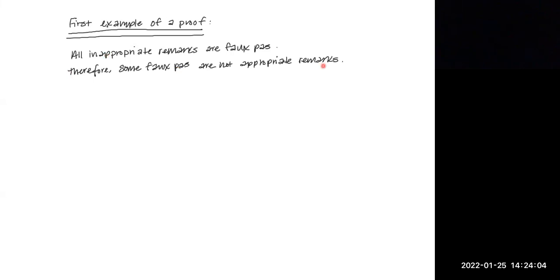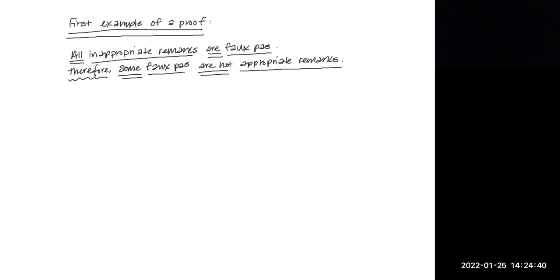How do we turn the premise into the conclusion? So the first thing we want to do is select letters to represent the terms. So we've got all, are. Then we've got inappropriate remarks and faux pas. Then we've got therefore to show where our conclusion is. Remember those conclusion indicators. And we've got some are not. Some faux pas are not appropriate remarks.